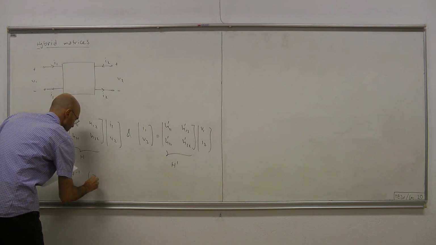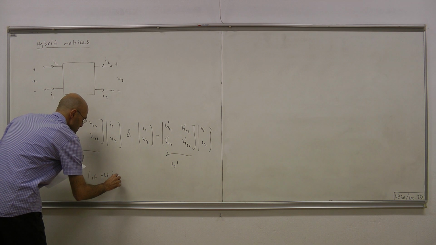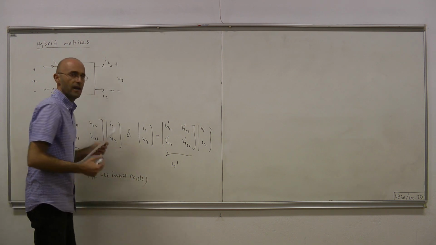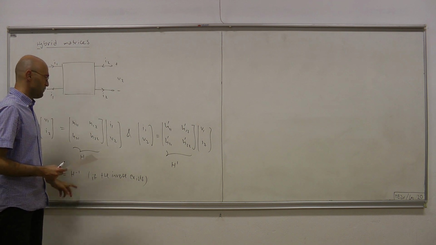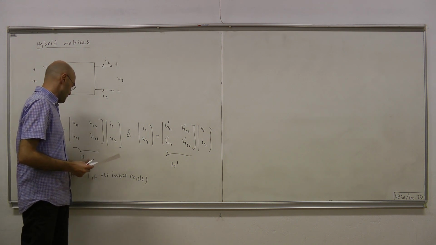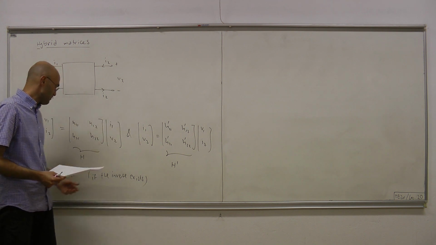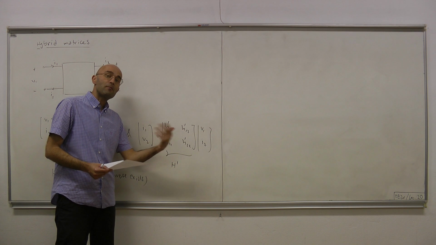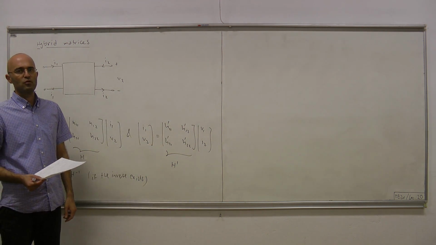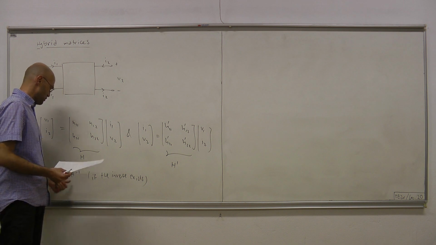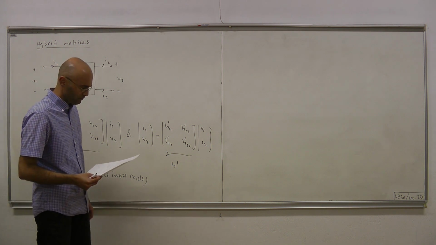provided that this inverse exists. Okay, if, for instance, you figured out an H, but it's not invertible, so that means there is no type 2 hybrid representation for the particular two-port. Okay, but if the inverse exists, then there is, and H prime equals H inverse and so on.